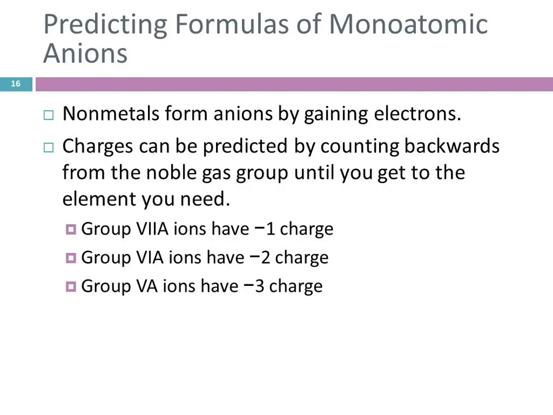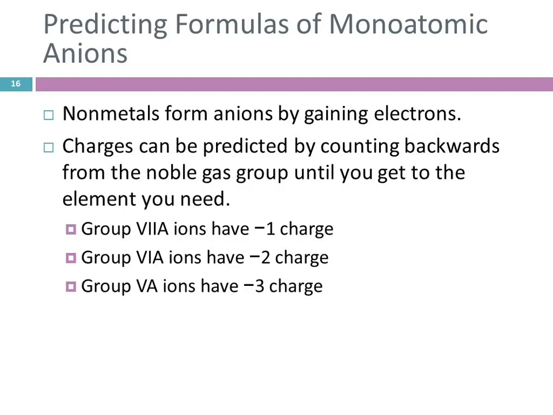For the monatomic anions, these form anions by gaining electrons. And like I showed you, we can predict the charges by counting backwards from the noble gas group until you get to the element you need. So it works out that group 7A ions have a -1 charge, group 6A have a -2, and group 5A have a -3. If you don't like the counting on the periodic table, there's another way you can do it.